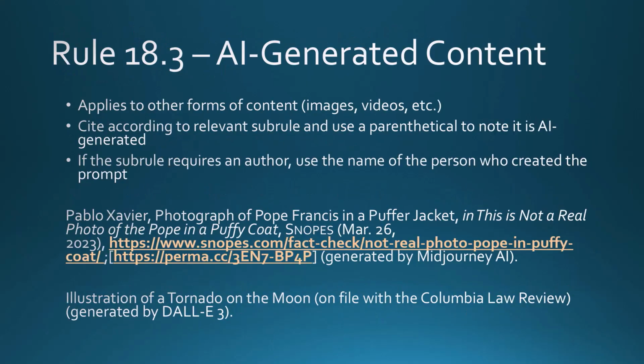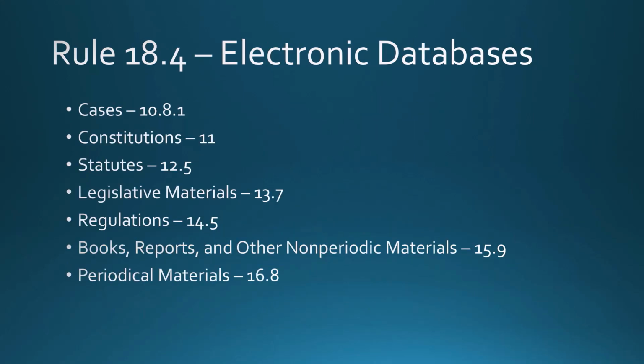The final part of Rule 18.3 is other forms of AI-generated content. This means things like images and videos. To cite the AI version of these, use the normal relevant Bluebook rule and note parenthetically which AI model was used to create the content. If the Bluebook rule requires an author, use the name of the person who created the prompt. If no author is needed or you don't know the author, omit the name. For guidance on the specific use of electronic databases, see the above rules.